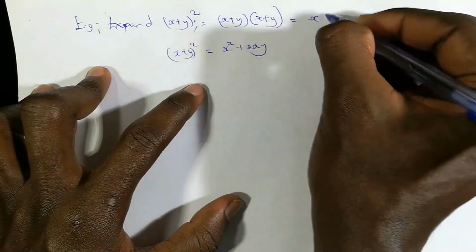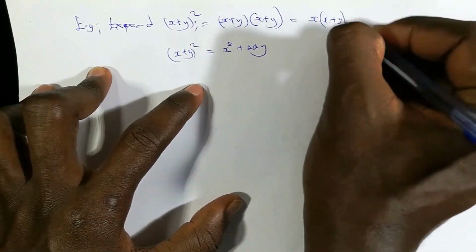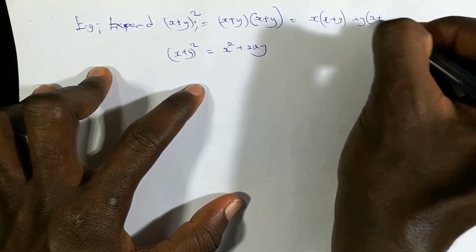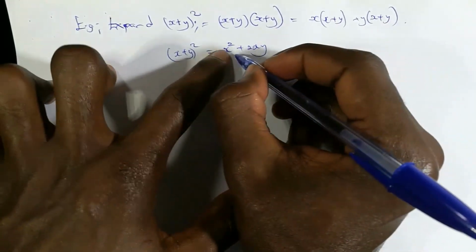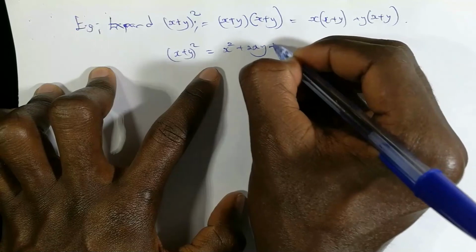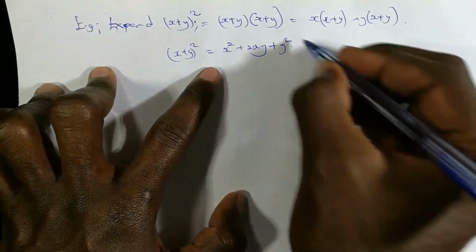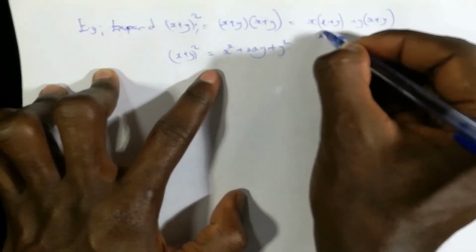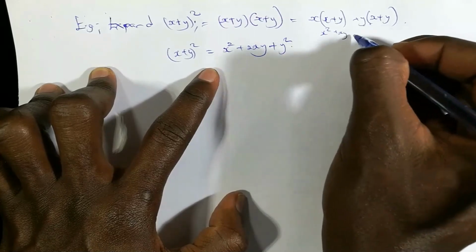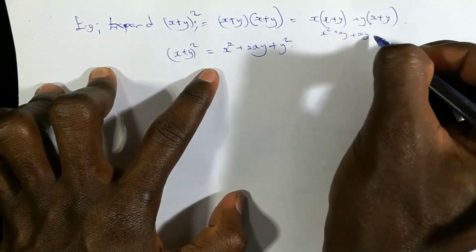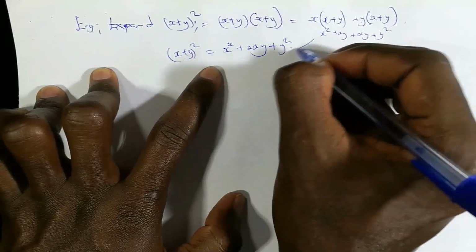is the same as x plus y into x plus y. If we expand this, we're going to come up to this. This would be x squared plus xy, here xy also, then plus y squared. That's how you'd come to that.